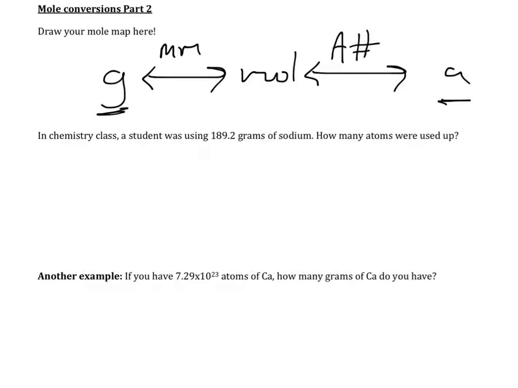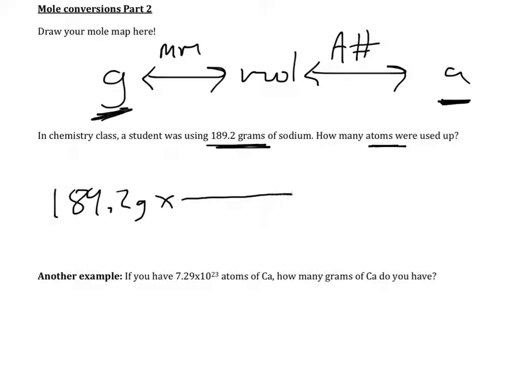So let's go ahead and take a look at this problem and see what it's asking. We're given grams, and it's asking for atoms. So we're going to go all the way from grams to atoms. The first 3 steps are going to be the same. So step 1, write what's given to you. Multiply by a fraction. The units you start with go on the bottom. So notice how it's the same.